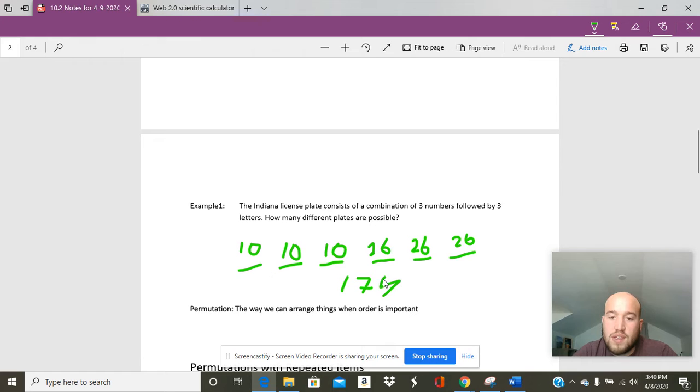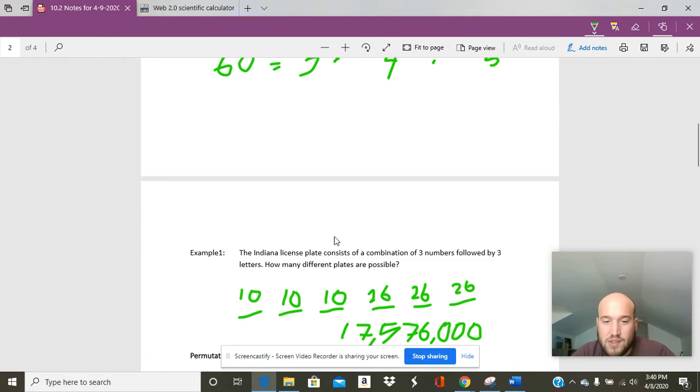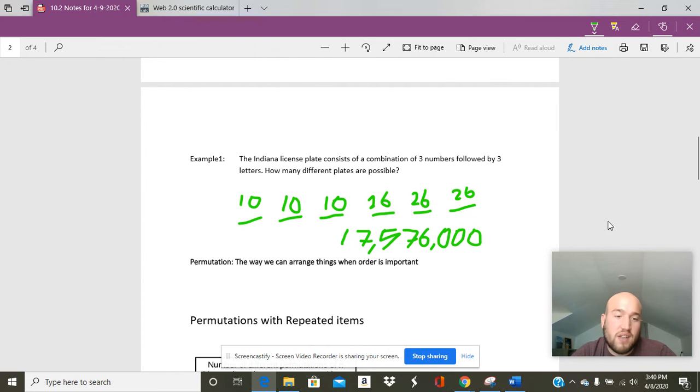So obviously there are quite a few options for license plates, and that's just the ones that follow this format. There's some special license plates, if you sponsor something, you sponsor a college, where they're different, but this is the generic Indiana license plate. Okay, so that's the counting principle.